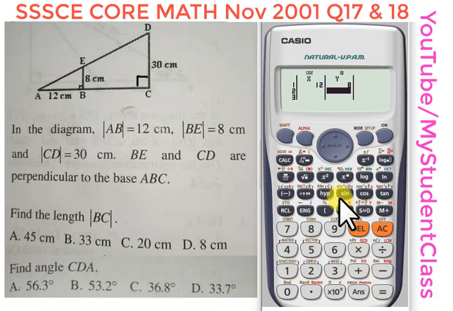Now to use the stat mode to solve any question, you have to get at least 2 values or 2 inputs. So what I'm going to do here, if I look at the question, I don't have anything to match the 30 centimeters, so I'm going to work on those.